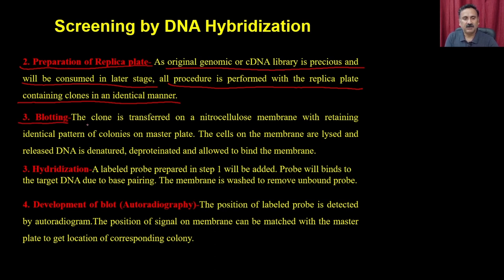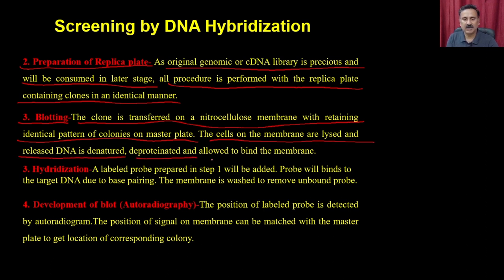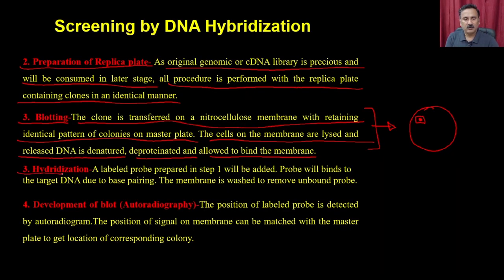First, you are going to transfer. The clones are transferred onto a nitrocellulose membrane, retaining the identical pattern of the colonies on the master plate. The cells on the membrane are lysed, and the released DNA is denatured, deproteinized, and allowed to bind to the membrane. This step is very crucial, and it is going to decide the success of your screening. Because if you can do this successfully, then you are going to lyse the cells, and the DNA is going to be immobilized at the site of that particular clone. Then you are going to do the hybridization.